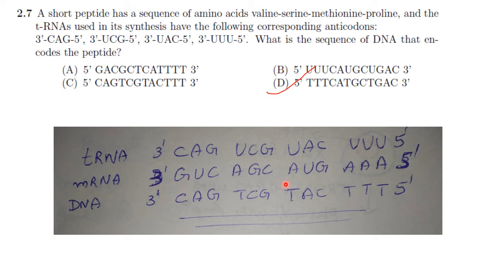So in 3', 5' direction you will get mRNA sequence as GUC, AGC, AUG, AAA. The mRNA sequence will correspond with the DNA coding sequence. Sorry, non-coding sequence. So CAG, TCG, TAC, TTT. They have asked in the options in the 5', 3' direction. So 5', 3' will be TTT, CAT, GCT, GAC. So answer is option D.